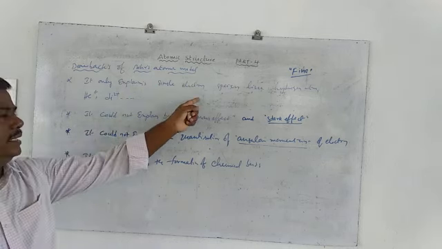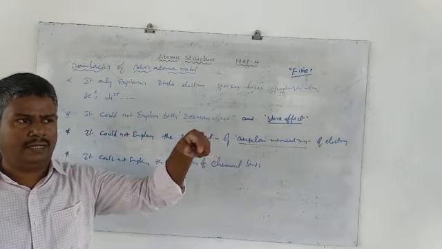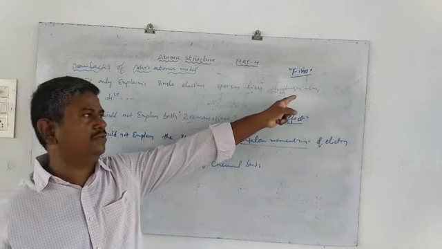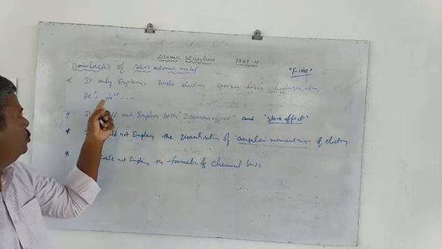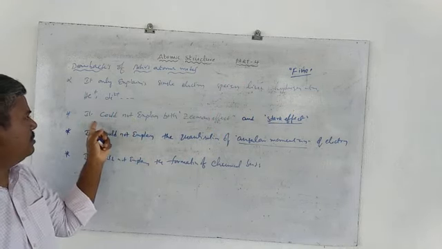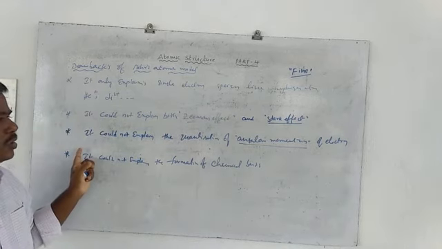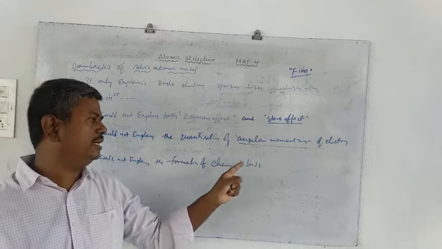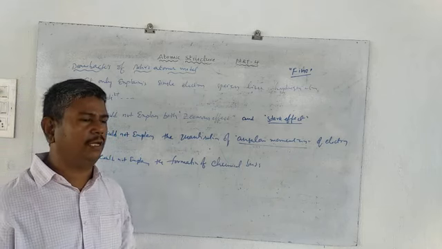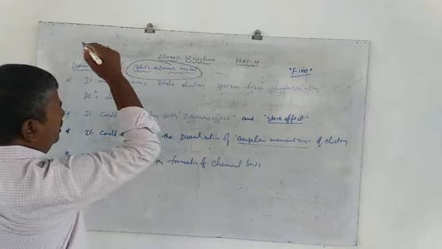It could not explain the atoms consisting of more than one electron, like helium, lithium, like that. But it only explains hydrogen atoms, like lithium 2 plus, helium plus, like that atoms only will be explained. And another one is, it could not explain both Zeeman effect and Stark effect, as well as quantization of angular momentum also will not be explained. And finally, it could not explain the formation of chemical bonds. These are the main drawbacks of the Bohr atomic model. Clear?